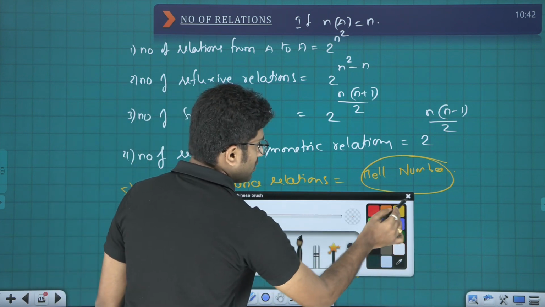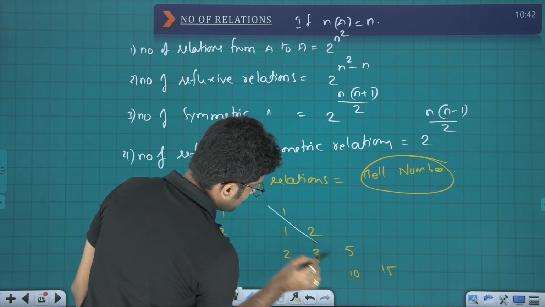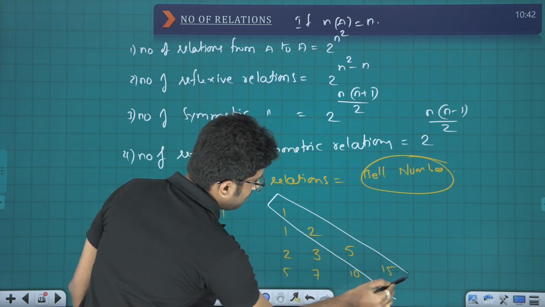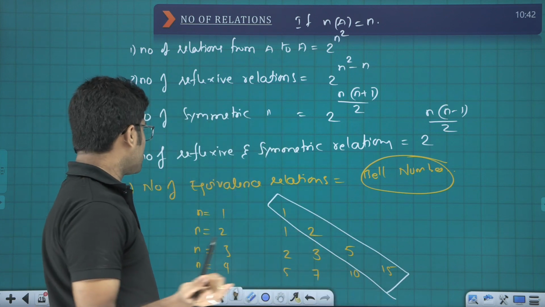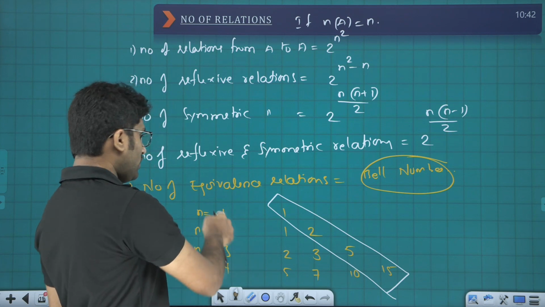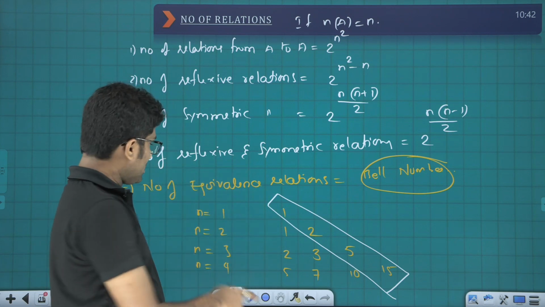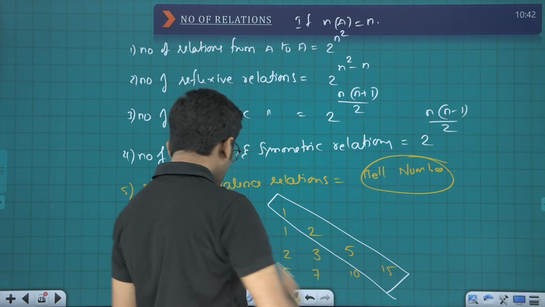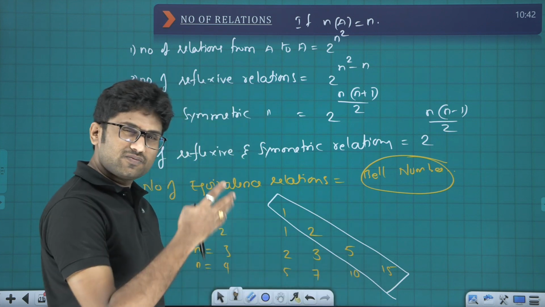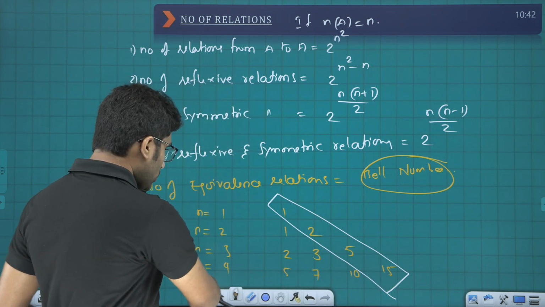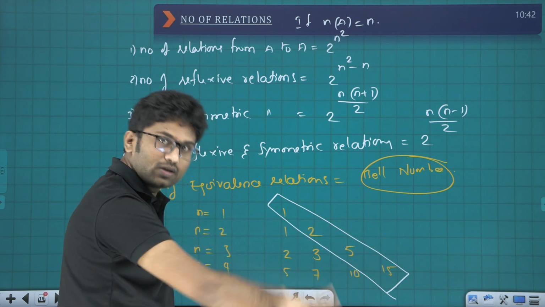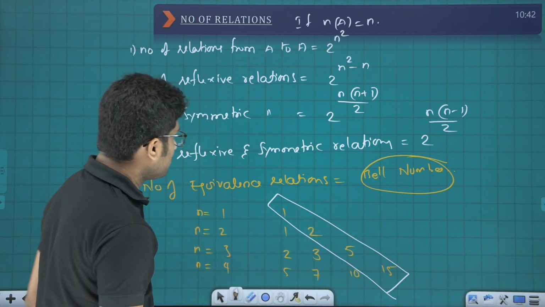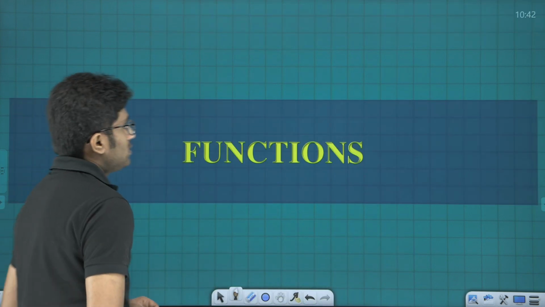So these numbers are called Bell numbers, friends. This Bell number is equal to the number of equivalence relations. So if n is 1, 1 equivalence relation. n is 2, 2 equivalence relations. 3, 5 equivalence relations. 4, 15 equivalence relations. We go on. If you take n equals 5, then we draw the Bell tree and get it. So with that we are done with relations also.